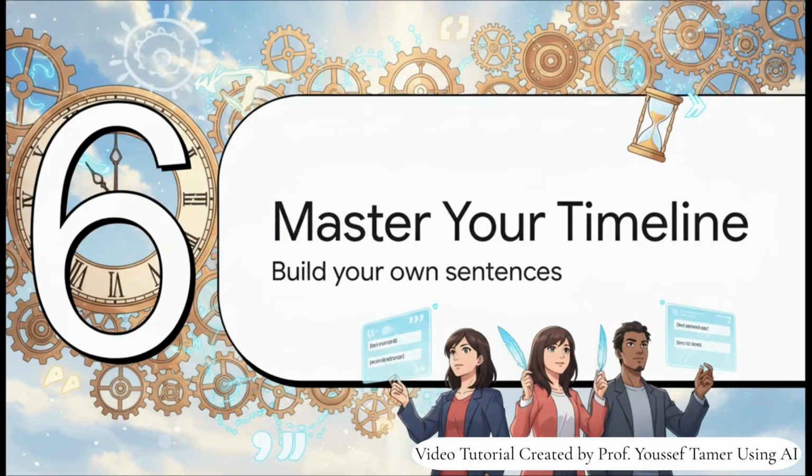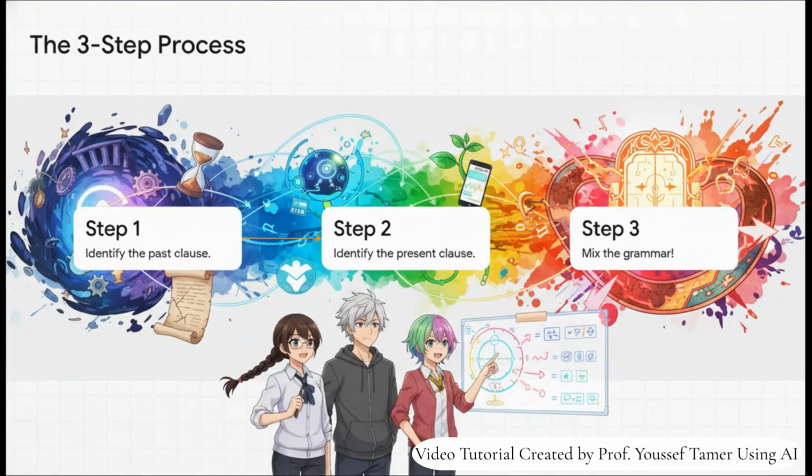And finally, Section 6, master your grammar timeline. We can break this whole thing down into a highly actionable 3-step process. Step 1, identify the past clause. What already happened. Step 2, identify the present clause. What's the ongoing trait or the current result? Step 3, mix the grammar. Apply your conditional rules to jump timelines. Having a repeatable formula like this makes building complex sentences feel incredibly empowering rather than totally overwhelming.